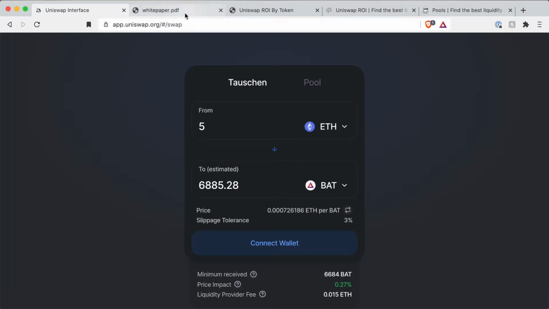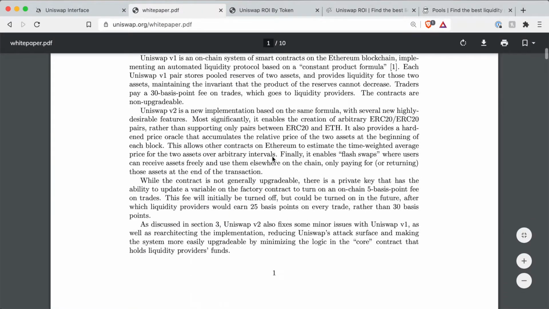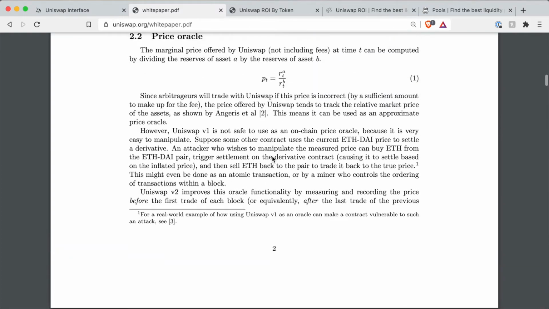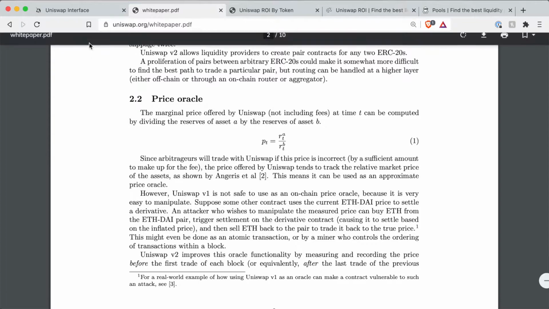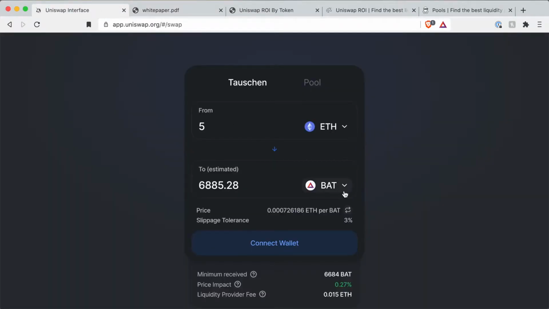So if you look at the Uniswap white paper, which I've opened here, you see here the price formula used on Uniswap, the price oracle. It isn't taken from anywhere else, but you see here the marginal price offered by Uniswap, not including fees, at time t, can be computed by dividing the reserves of asset A by the reserves of asset B. And this is really important. Basically, the price you're seeing is always dependent on how many assets are provided onto Uniswap for asset A and asset B. So in our case, Ethereum and BET. So you see here the basic price that is calculated.